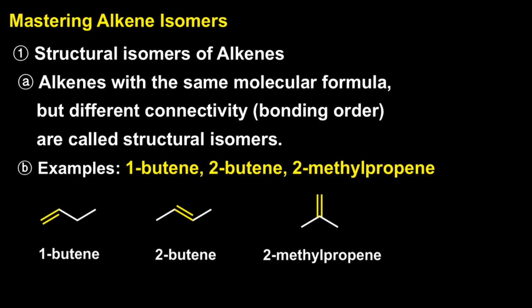All right, let's start with the simplest type of alkene isomer, structural isomers. These have the same molecular formula, but the atoms are connected in different ways. That difference in bonding is what we call connectivity. For example, with the formula C4H8, we can make 1-butene, 2-butene, or 2-methylpropene. They have the same atoms and the same number of each, but the way those atoms are connected is completely different. And because the structure changes, the properties change too.